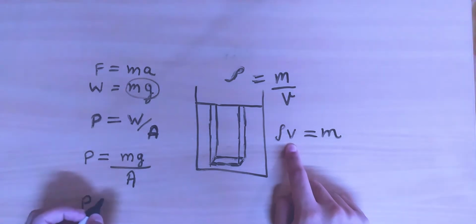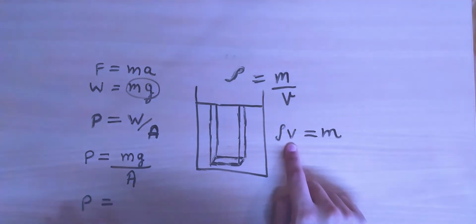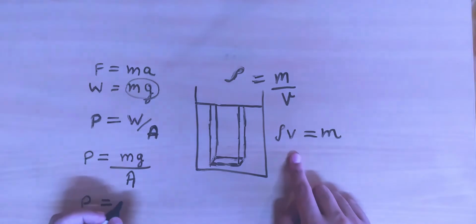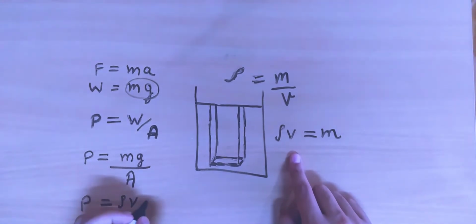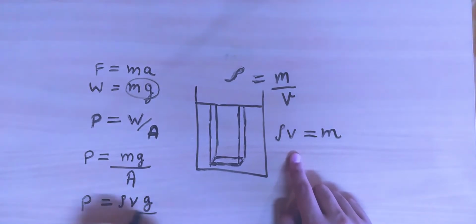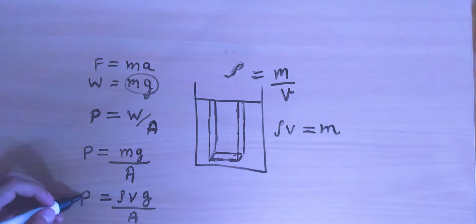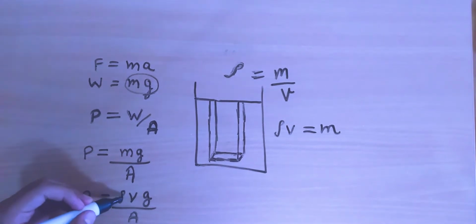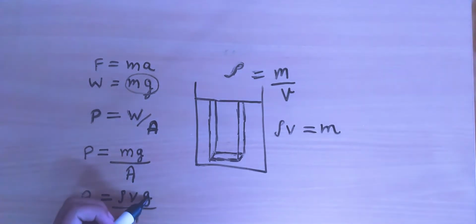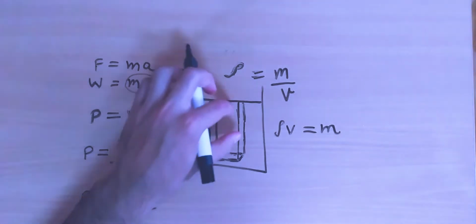So I will write pressure equals, so instead of writing m here, I'll write rho times v, and I have g here upon area. Okay, so that is also good. So we have now got the expression rho, which is density, times volume into gravitational acceleration divided by the area, gives us the pressure due to this column of water.